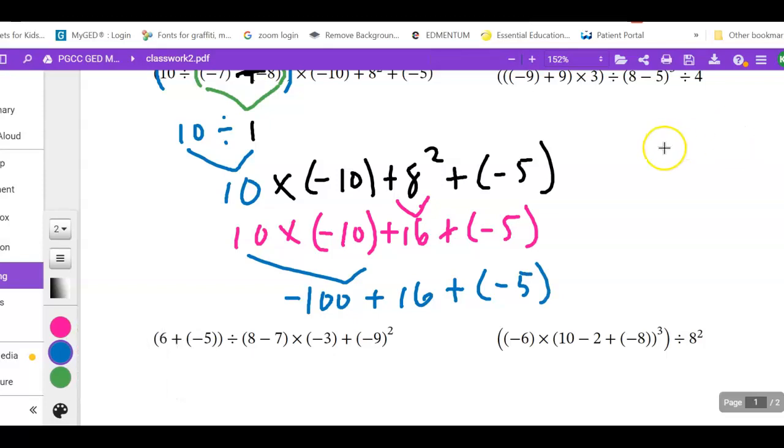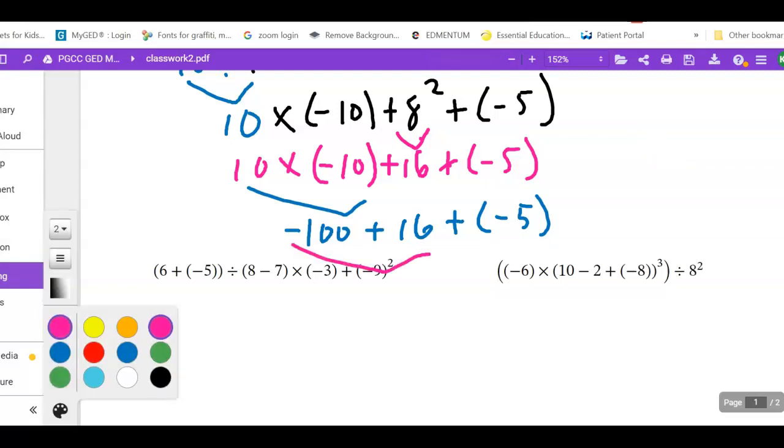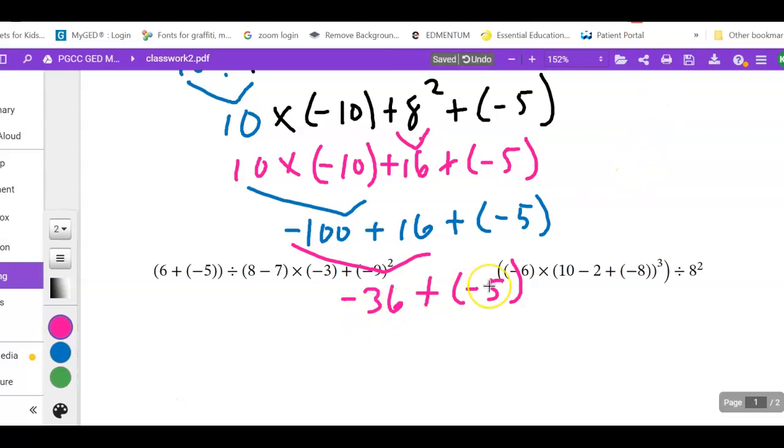Where am I going from here? Where I go from here, again, add or subtract whatever we see first. And if I'm going left to right, I see this addition problem first. Negative 100 plus a positive 16. Subtract, keep the sign of the larger digit. That's going to give me negative 36. I bring down my rest. I have negative 5. Look at our integer rules. I have a negative plus a negative. What do we do when we have a negative plus negative? We add them. 36 plus 5 is 41. Keeping it negative. So final answer here, negative 41.